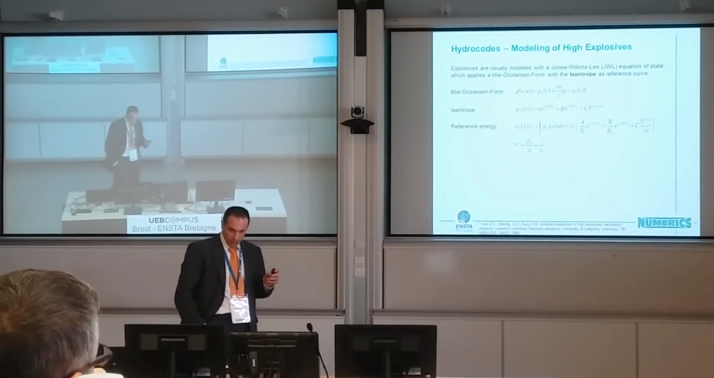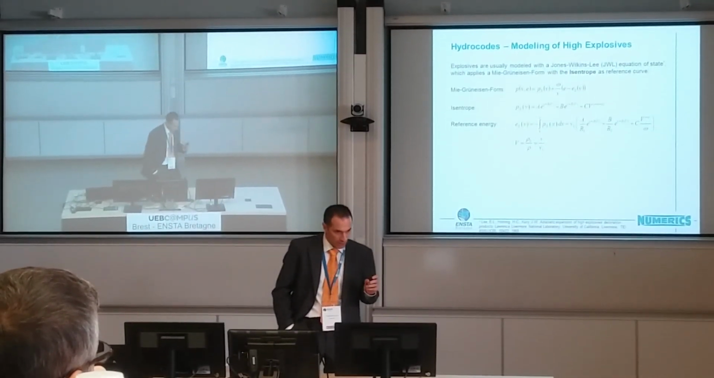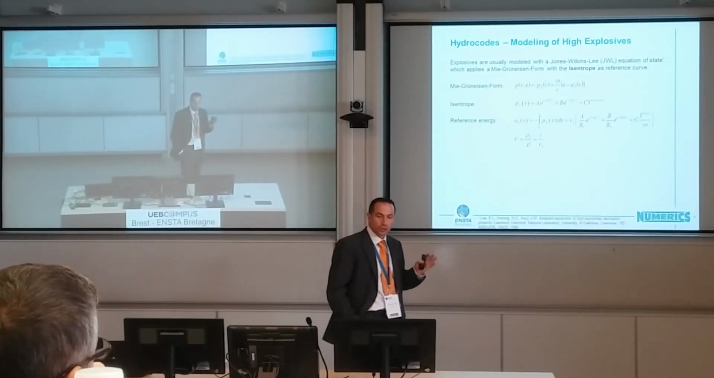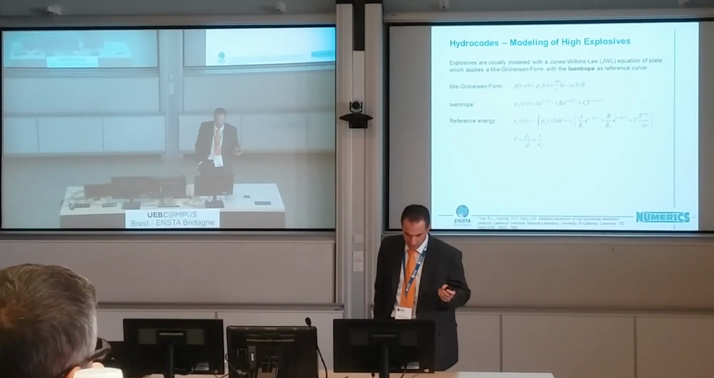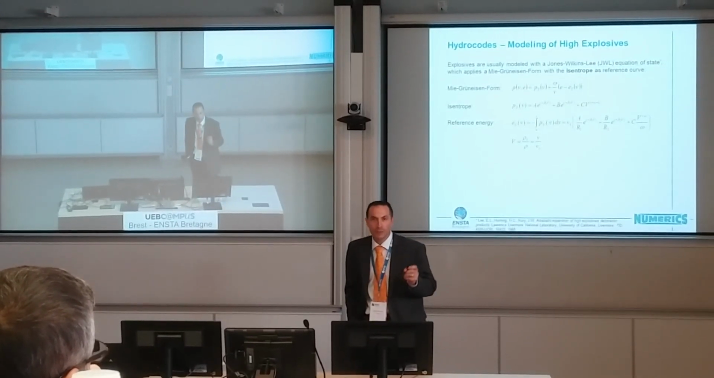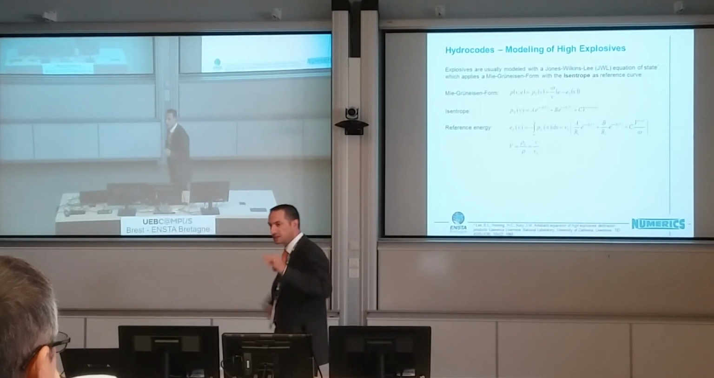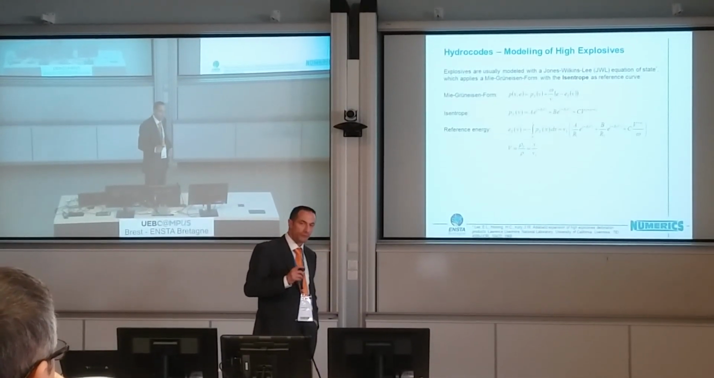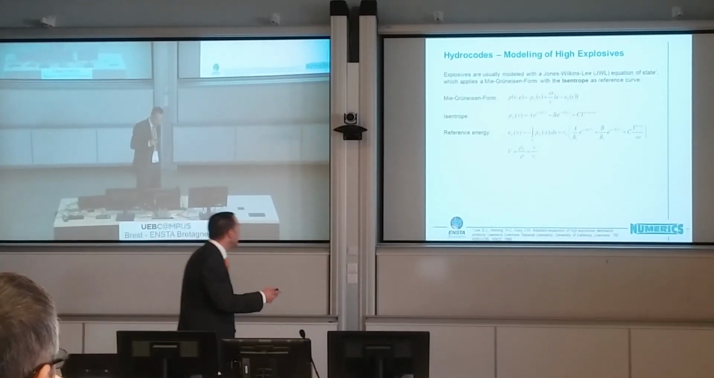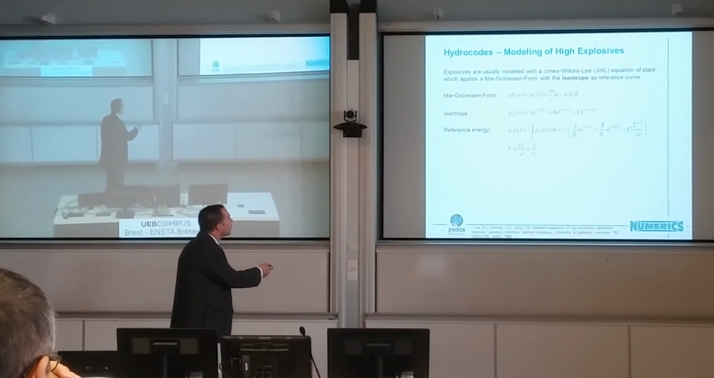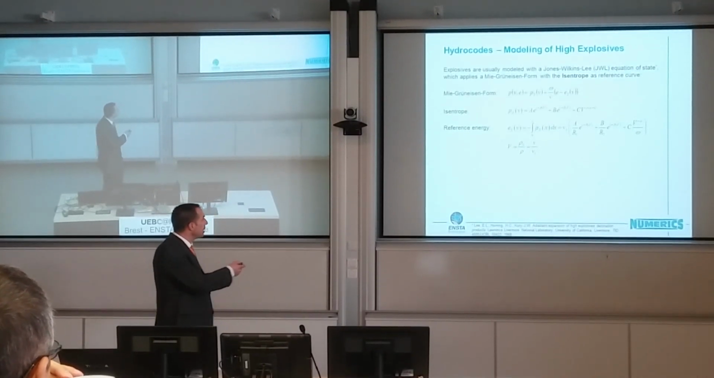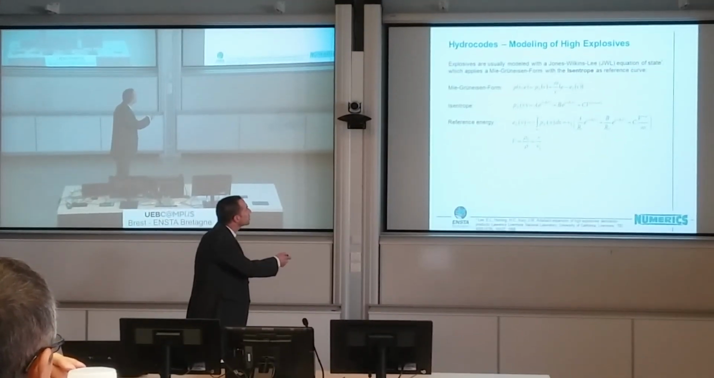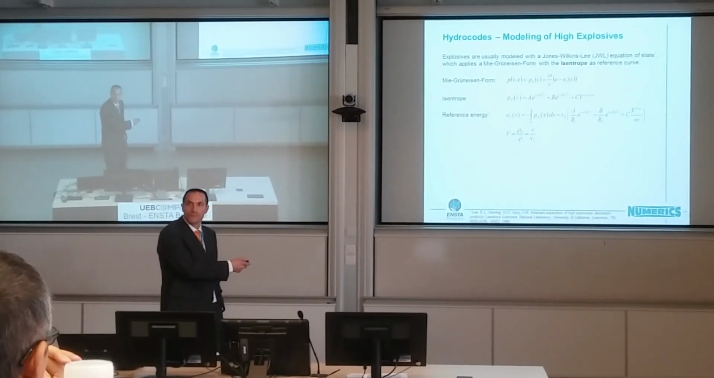So now we want to model our explosive. Usually, explosives are modeled with the so-called Jones-Wilkins-Lee (JWL) equation of state. This equation of state applies a Mie-Grüneisen form as the basic form and uses the isentrope as a reference curve. What is this exactly? What we have here, pressure as a function of specific volume and energy, is the isentrope plus an extrapolation into the energy direction in the plane.